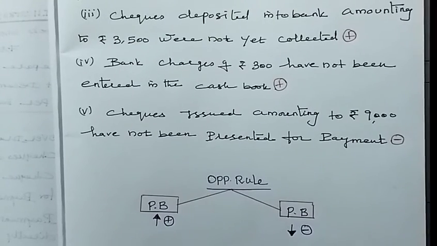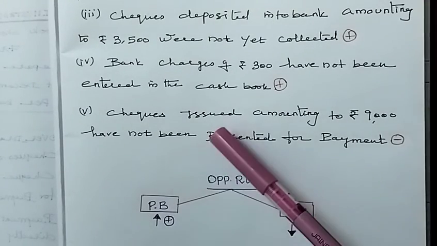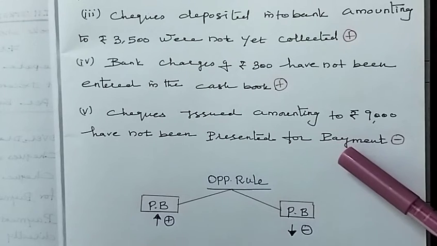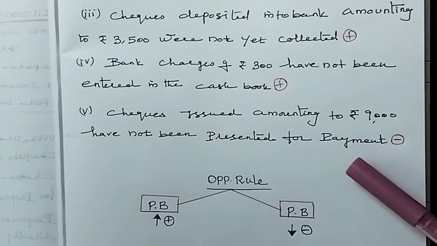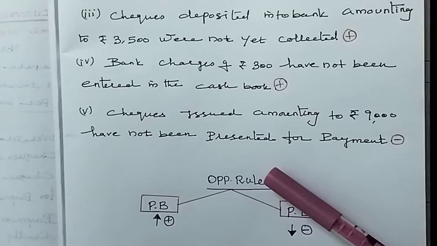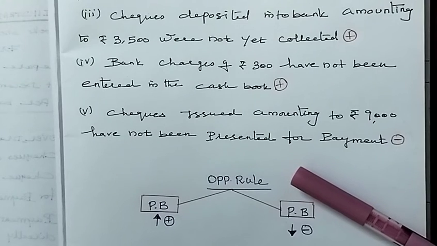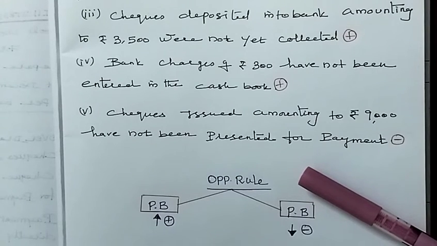And the next transaction is the check issued amounting to rupees 9,000 have not been presented for payment. When the check was issued by the business, it's like making payment through check, 9,000 rupees. After issuing the 9,000 rupees check, it is immediately entered on the payment side of the cash book, right? So your cash book is to be decreased by 9,000 rupees because you made payment through check.